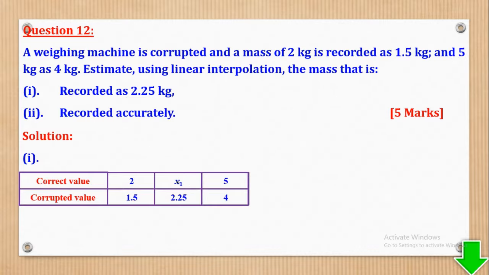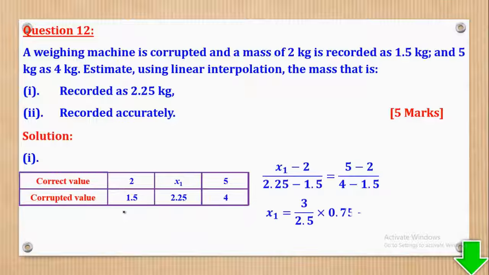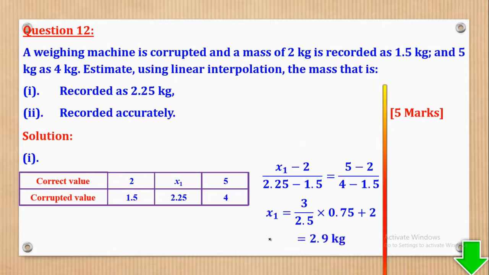So next is to use linear interpolation to be this minus this divided by this minus this is equal to this minus this divided by this minus that. So when you do that, you shall come up with that. And therefore, when I make x1 the subject, x1 will be equal to 2.9. So basically, that's what they wanted for Roman 1. M1 for this, A1 for that.